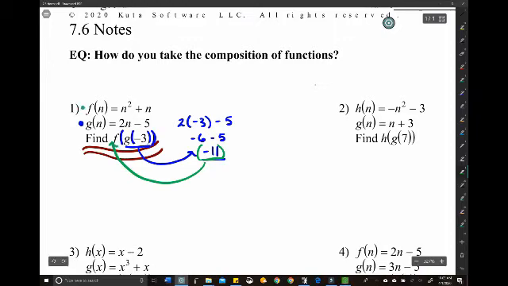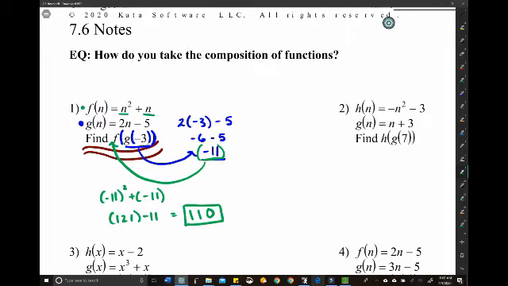So f now wants that negative 11, so we're going to consider n squared plus n, only negative 11 squared plus negative 11. Okay, well that's 121 minus 11, or 110. Okay, so you start from the inside and work your way out. Inside to outside. And other than that, evaluating these hopefully isn't too bad.